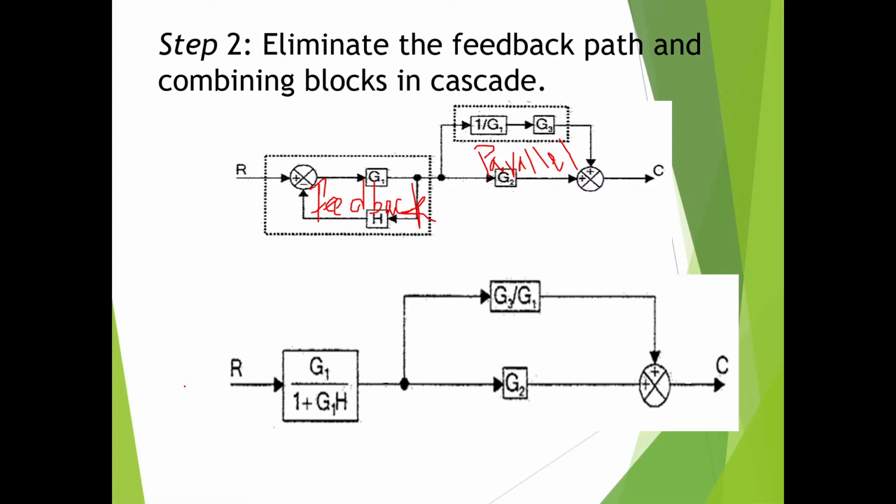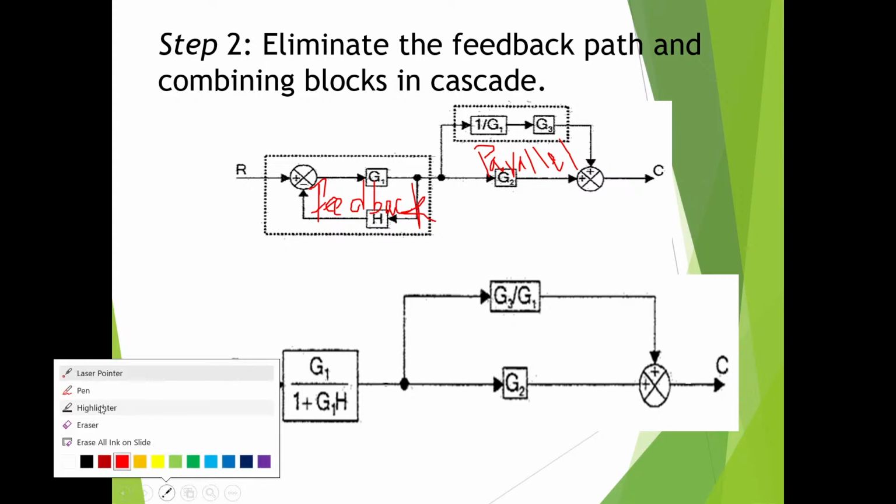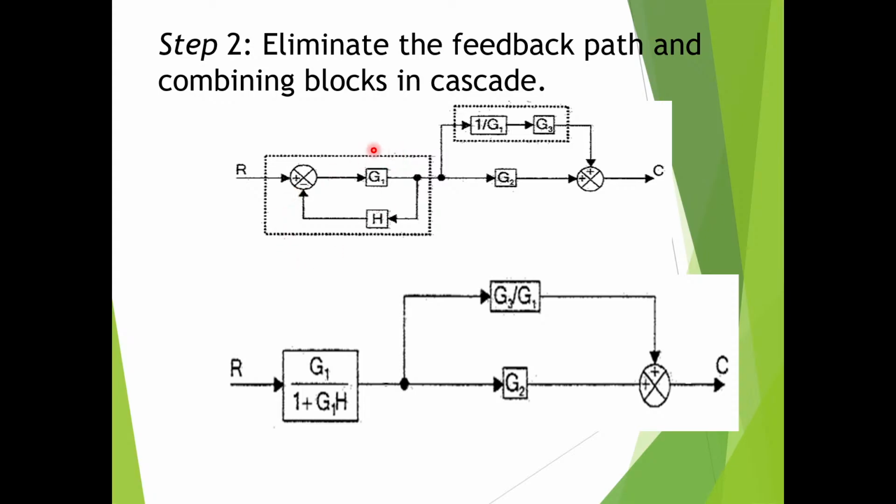So these two, G1 and H, are forming a feedback loop, and this cascade combination and G2 are forming a parallel path. Okay, so we can at a time eliminate all these. No need to do all steps at a time. So this feedback loop gain value is how much? G1 divided by 1 plus G1 into H. That's what I have written here.